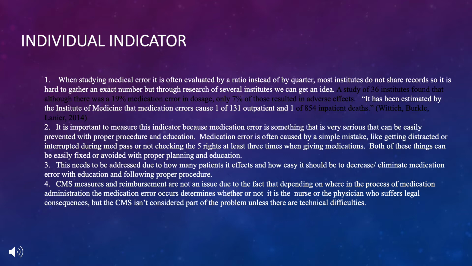It is important to measure this indicator because medication error is something that is very serious and can be easily prevented with proper procedure and education. Medication error is often caused by a simple mistake, like getting distracted or interrupted during MedPass or not checking the 5 rights at least 3 times when giving medications. Both of these things can be easily fixed or avoided with proper planning and education. This needs to be addressed due to how many patients it affects and how easy it should be to decrease or eliminate medication error with education and following proper procedures.